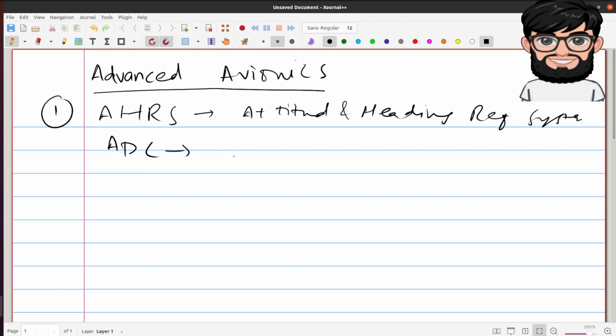Then we've got the ADC, which is Air Data Computer. So the aircraft computer that receives and processes pitot pressure, static pressure and temperature, and it's going to be calculating the precise altitude, indicated airspeed, true airspeed, vertical speed, and the air temperature. That's what this data computer is used for.